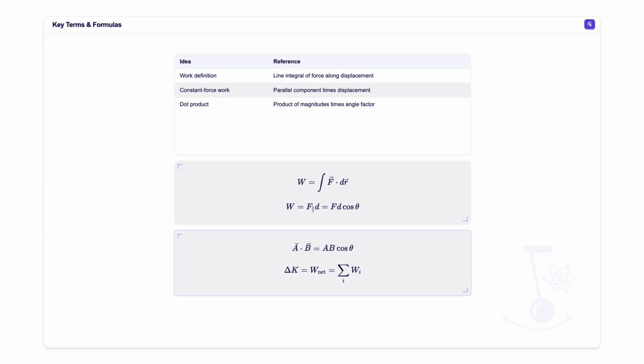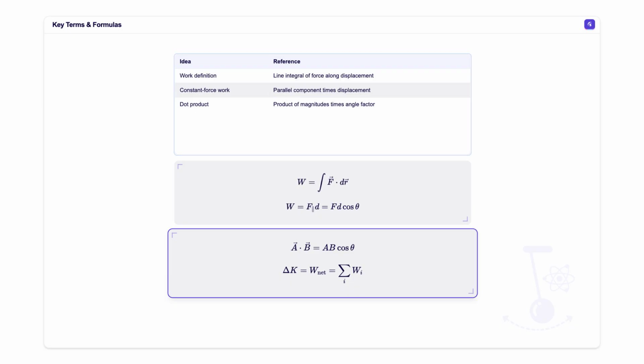A force helping the motion does positive work, a force opposing it does negative work, and a perpendicular force does zero work. The work-energy theorem says the change in kinetic energy equals the net work, which is the sum of the work done by all forces.